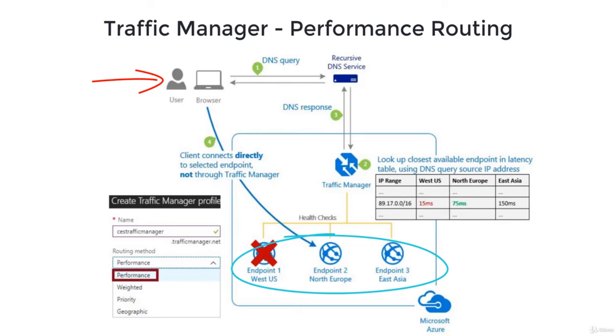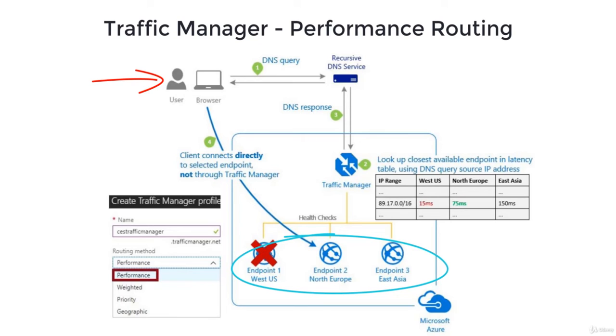In this case, it is Denmark, and then it looks that up in the Internet Latency Table. Traffic Manager chooses an available endpoint in an Azure data center that has the lowest latency for that IP address range, and then it returns the endpoint in the DNS response.